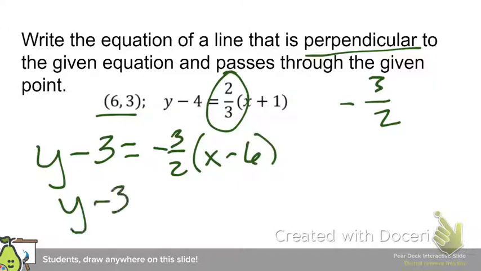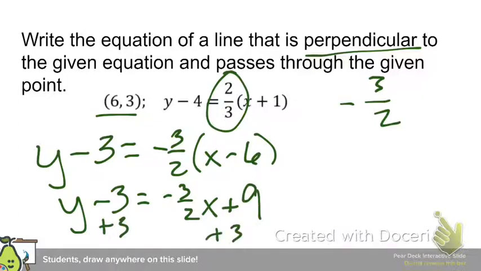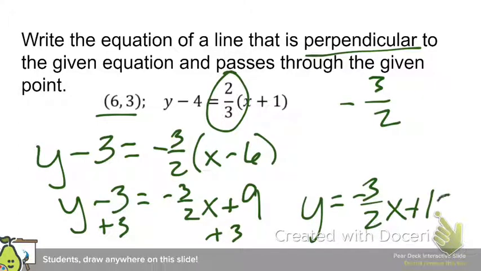So y minus 3 would be negative 3/2 x, and then this would be plus 9, and then if you add 3 to that, your new equation would be y equals negative 3/2 x plus 12, and that would be perpendicular to the original equation.